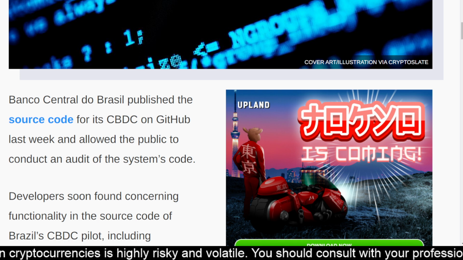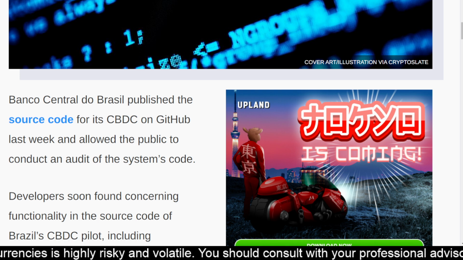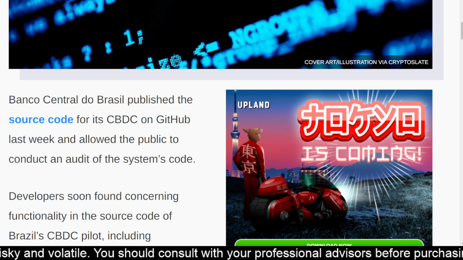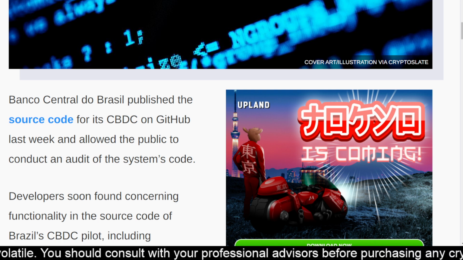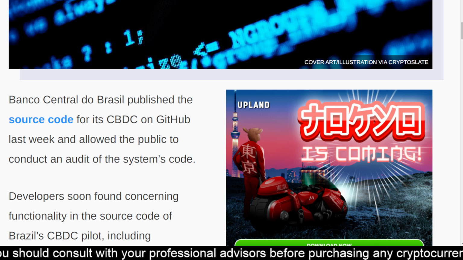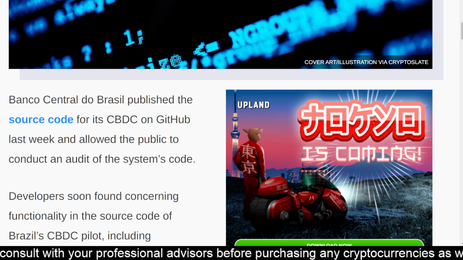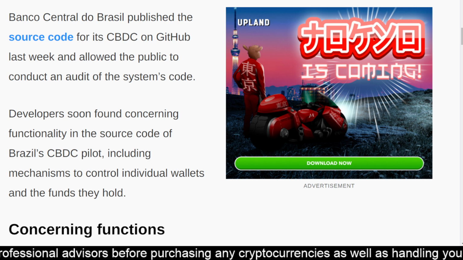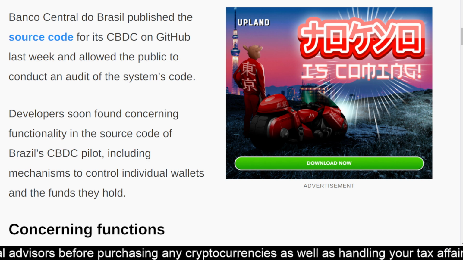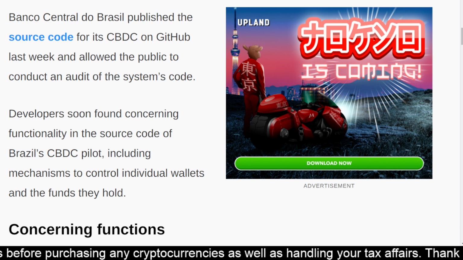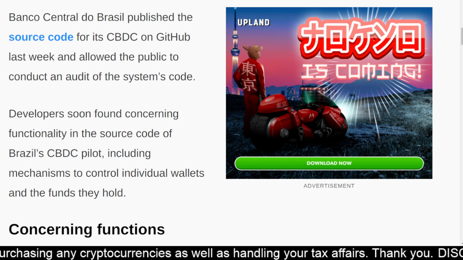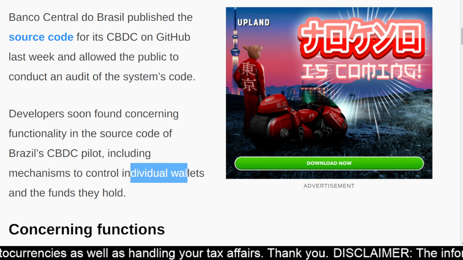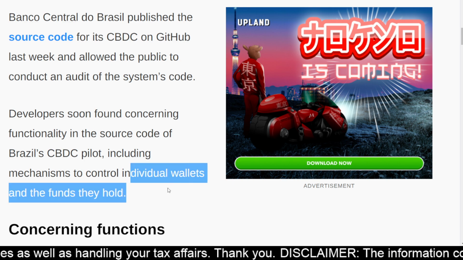Banco Central do Brasil published the source code for its CBDC on GitHub last week and allowed the public to conduct an audit of the system's code, which blows my mind in and of itself, quite frankly. Developers soon found concerning functionality in the source code of Brazil's CBDC pilot, including mechanisms to control individual wallets and the funds they hold.